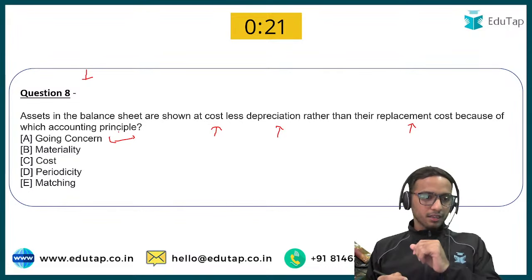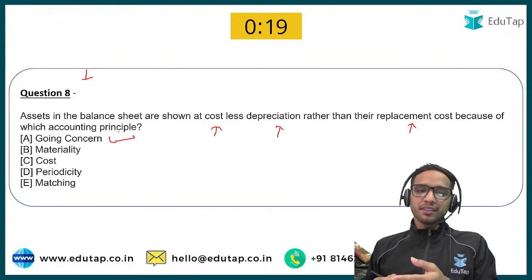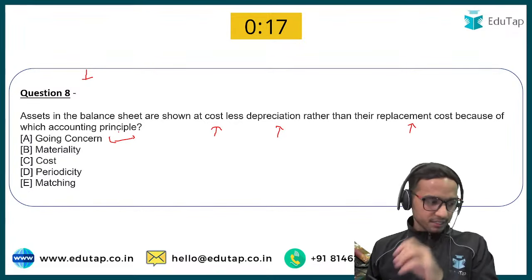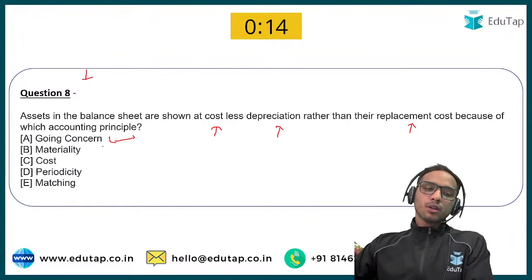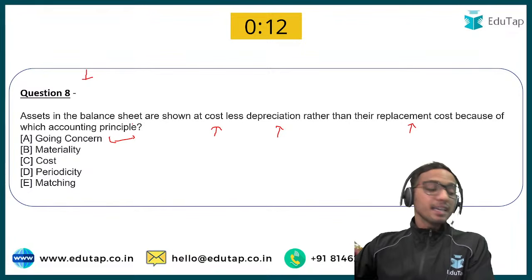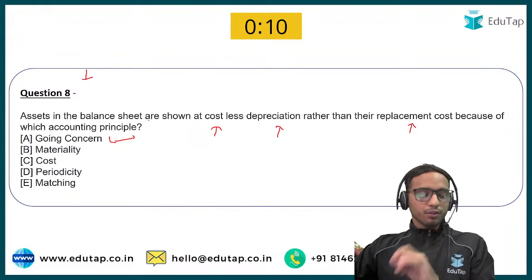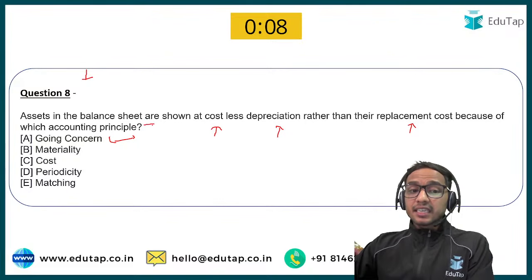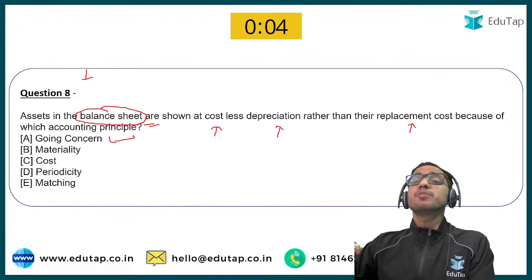So here I think most of you are incorrect. Most of you are incorrect here, I guess. Yeah, chalo, let's read out the other options as well. Now see, everyone look at the question very carefully. It is saying asset in the balance sheet. First of all, it is saying balance sheet, asset in the balance sheet.